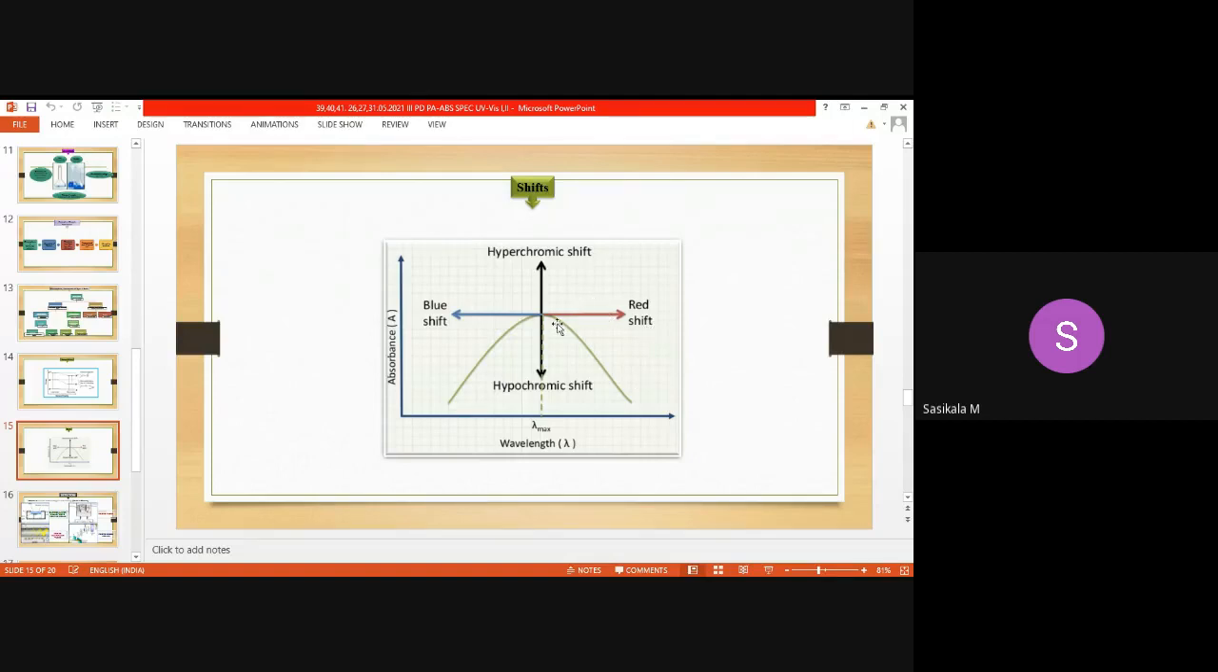That means it will donate electrons to the conjugated group, that is the double bonded system, so that the double bond will become more extended, and that requires only less energy of radiation for its absorption. So less energy radiation represents what? Longer wavelength, that is towards 800 nanometers. So the lambda max will be shifted towards 800 nanometer, that is towards longer wavelength. So that is called red shift or bathochromic shift.